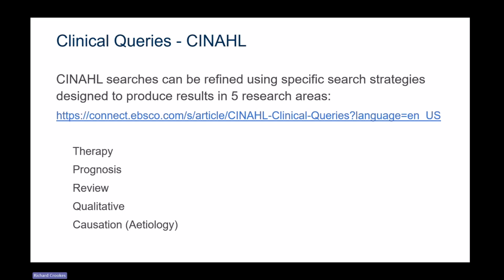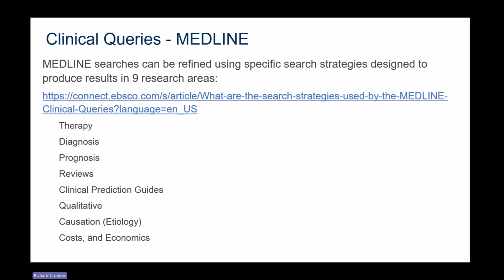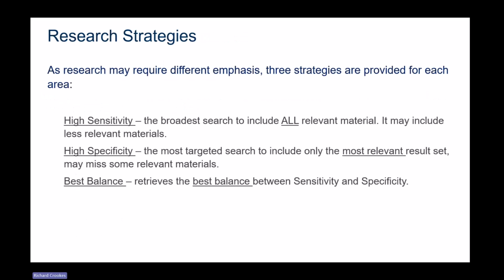So for CINAHL, there are 5 research areas covered: therapy, prognosis, review, qualitative research, and causation. For MEDLINE, we also have costs and economics included as well. So there are 9 research areas altogether for MEDLINE. Again, there's a link within the PowerPoint to the various search strategies that sit behind these. And then together, the 5 research areas in CINAHL and the 9 in MEDLINE have 3 options: high sensitivity, which is the broadest search to include all relevant material; high specificity, the most targeted search to include only the most relevant results set; or you have the best balance between the two.